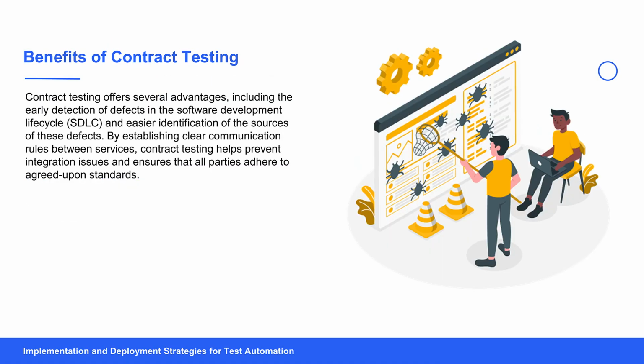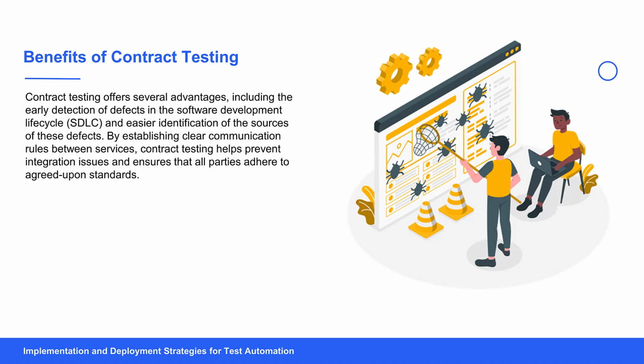Contract testing offers several significant benefits that make it an invaluable part of an API testing strategy. One of the most important advantages is the early detection of defects in the software development lifecycle, SDLC. By validating that services are communicating correctly according to the contract, we can catch issues early before they escalate into bigger problems later in the process.